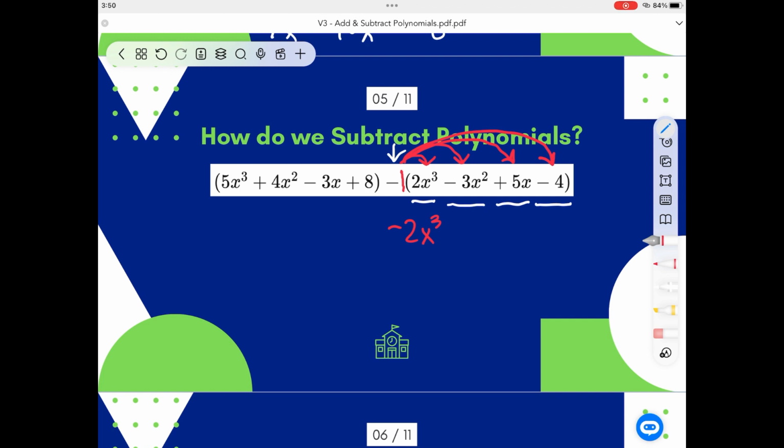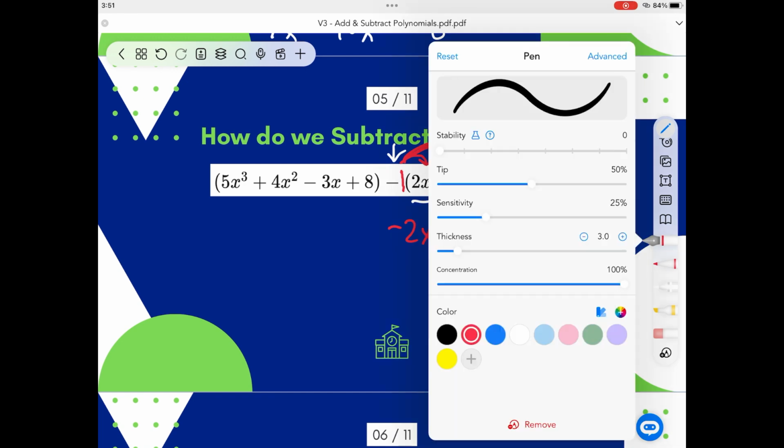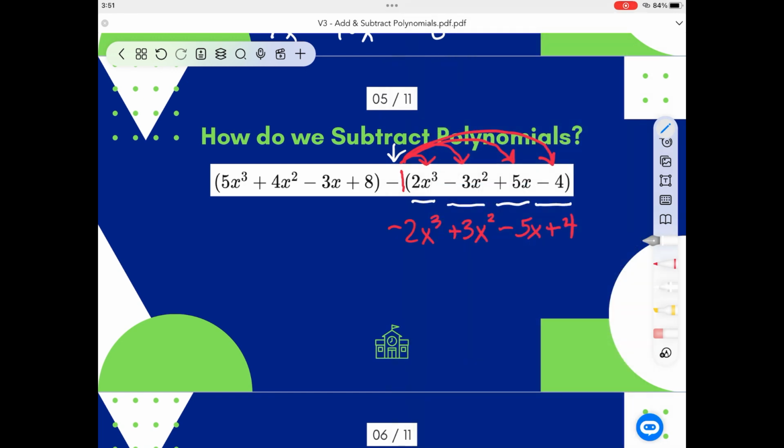Taking away a negative 3x squared. When you subtract a negative, that's like adding a positive. We're adding 3x squared, subtracting a 5x, and subtracting a negative 4. Notice basically what has happened is all of our signs have changed. The positive 2x cubed and the plus 5x both became minuses, and the minus 3x squared and minus 4 both became pluses, positives. Now we combine these with the like terms that they belong with from the first expression.